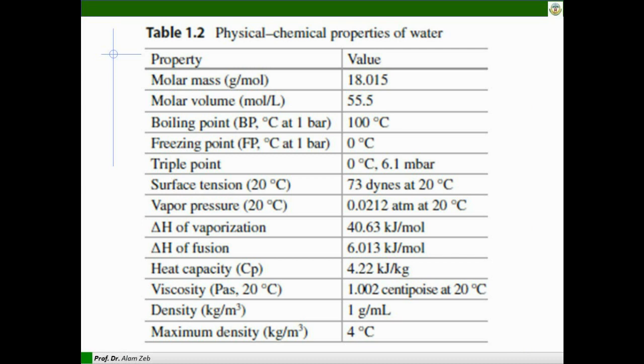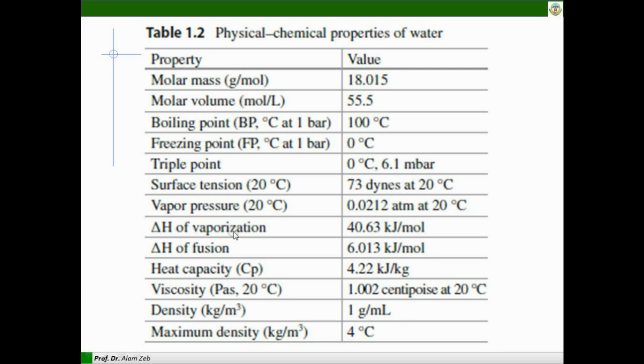Here are some physical chemical properties of water. For example, the molar mass is 18.015 gram per mole. Molar volume is 55.5 mole per liter. Boiling point at 1 bar is 100 degrees centigrade. Freezing point at 1 bar is 0 degrees centigrade. The triple point is 6.1 millibar. Surface tension at 20 degrees centigrade is 73 dyne, while vapor pressure at 20 degrees centigrade is 0.0212.